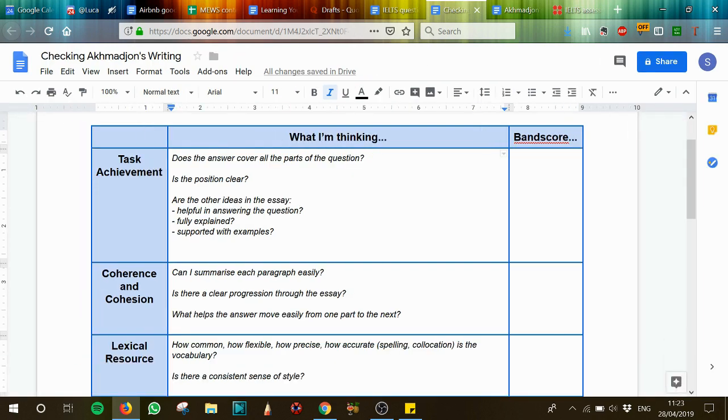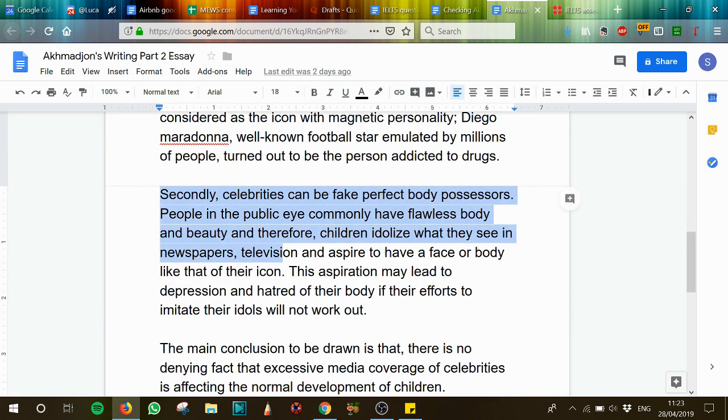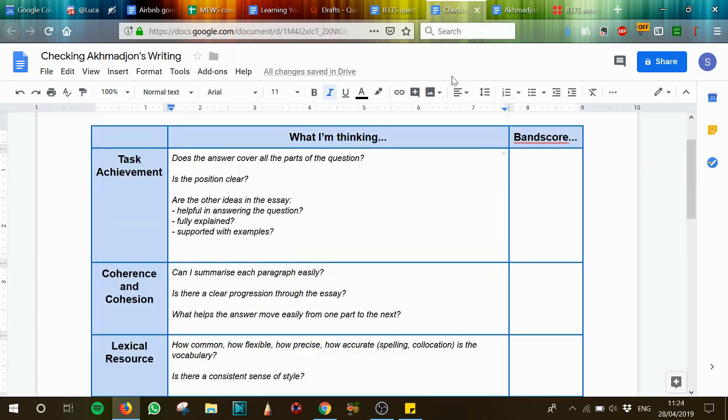So I want to know, are the other ideas fully explained? To some extent, yes, and supported with examples. Now we have the Maradona example in this paragraph. There's no example in the second paragraph, but perhaps that's okay. I mean, we have the one example, so it's not too bad.